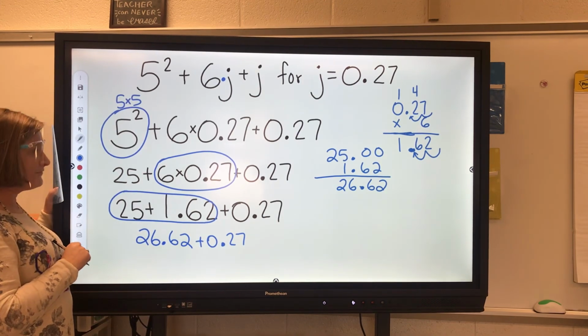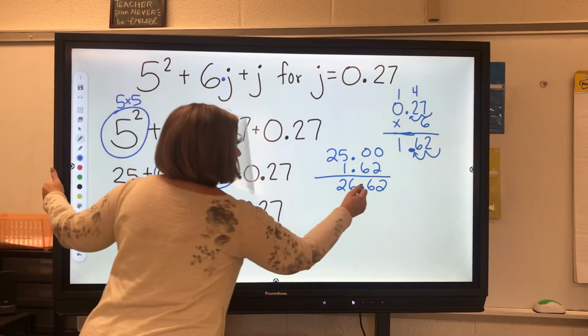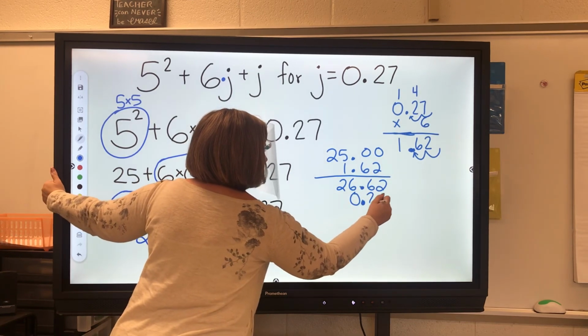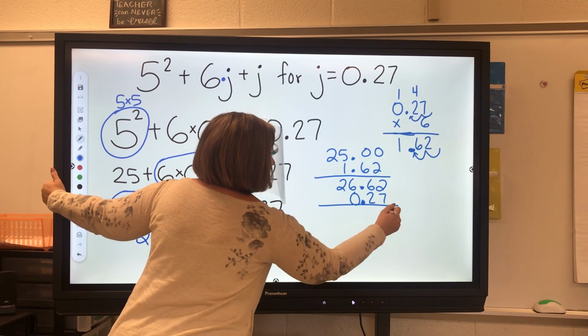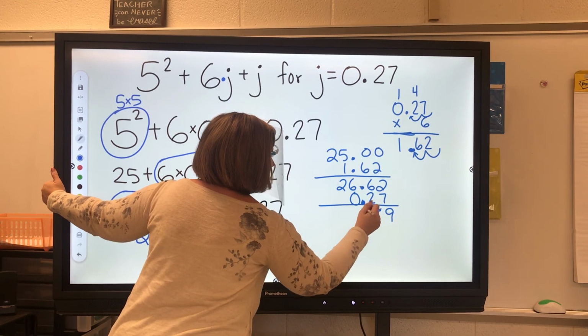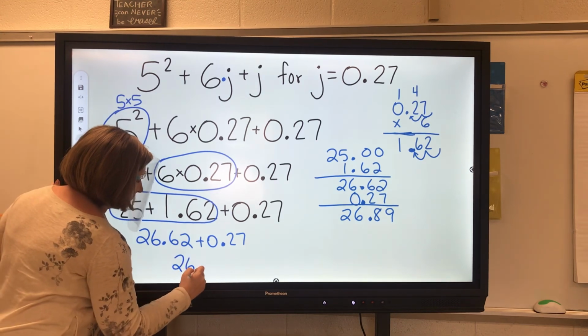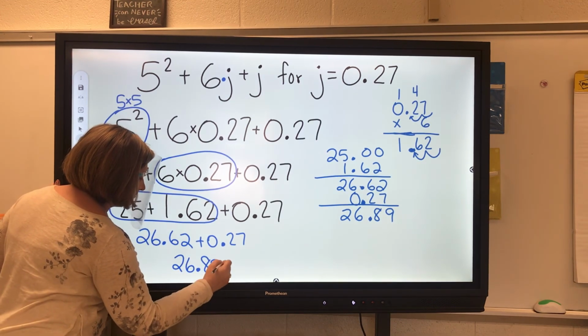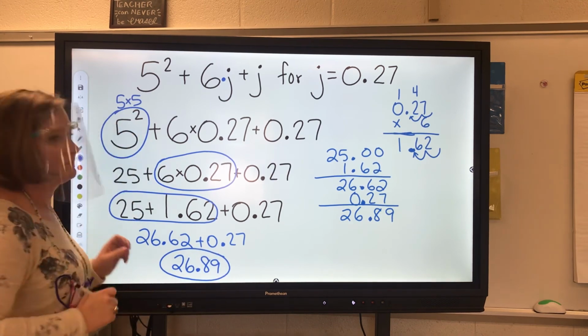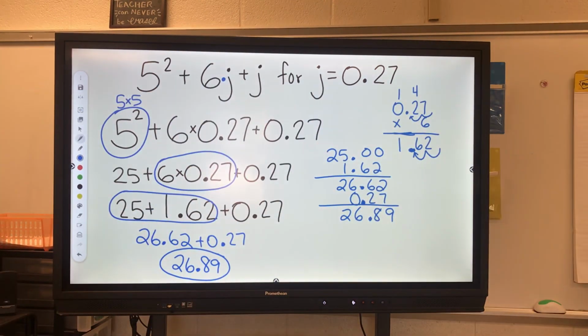All right, now what do I have to do? Line up the decimals. I want you to add those. All right, how many people got 26 and 89 hundredths?